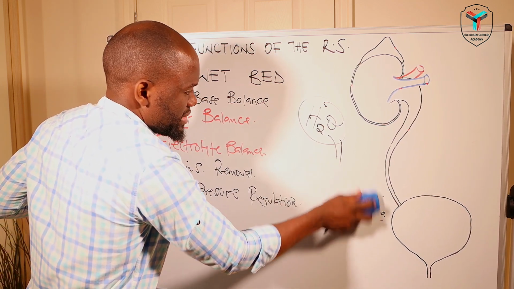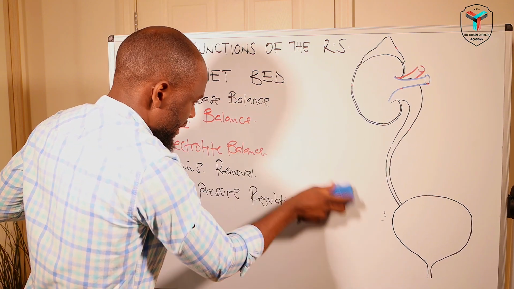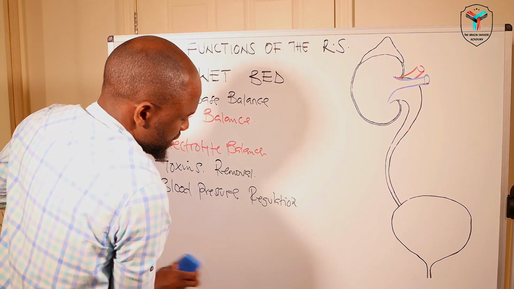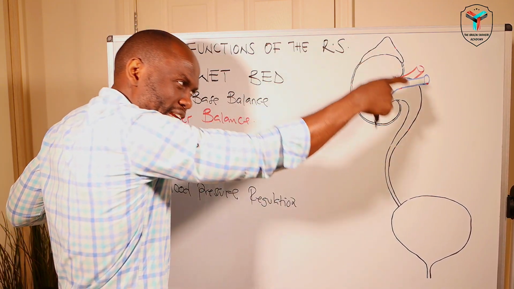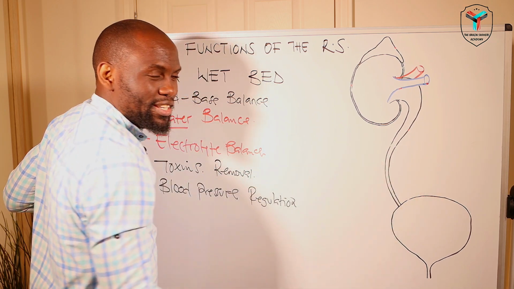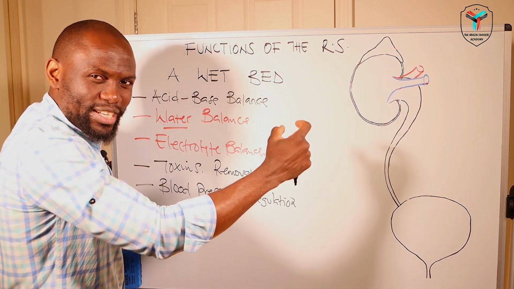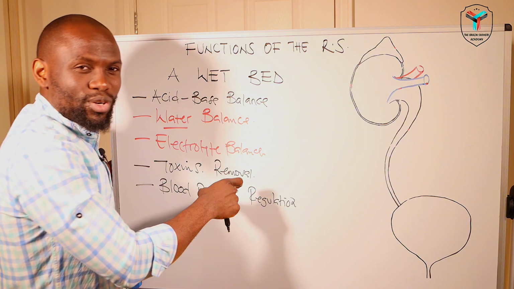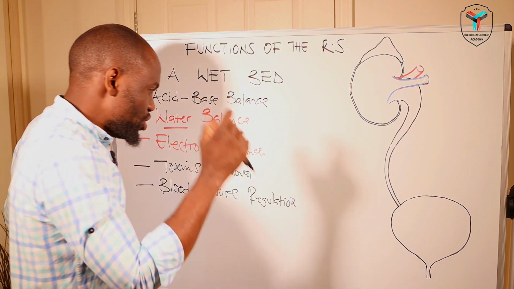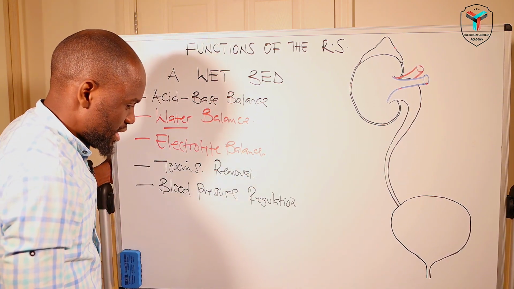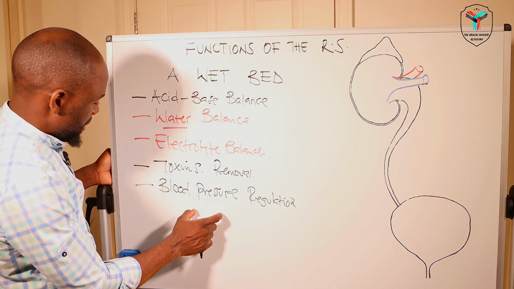Your blood pressure is controlled by the kidneys, and most of the drugs that we're going to be giving will target the kidneys in order for the kidneys to play a role in controlling your blood pressure. So we'll look at all that when we look at the control of blood pressure.